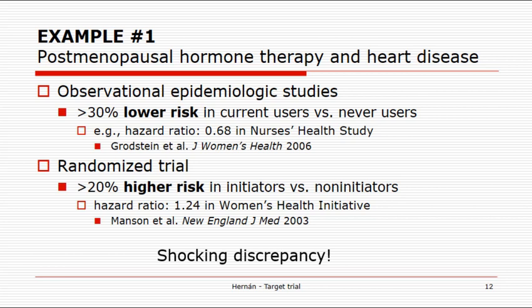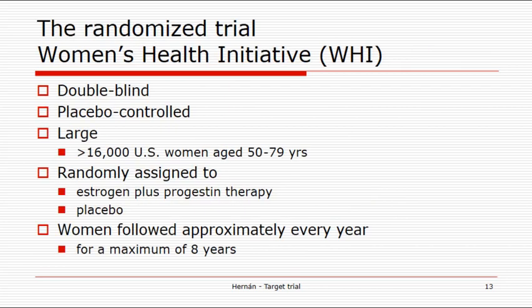This trial, the large trial, which was known as the Women's Health Initiative, was a very expensive undertaking. It was actually part of a set of three or four randomized trials plus an observational study that NIH funded. The total cost is not known, but it's probably close to $1 billion. It was a huge undertaking.